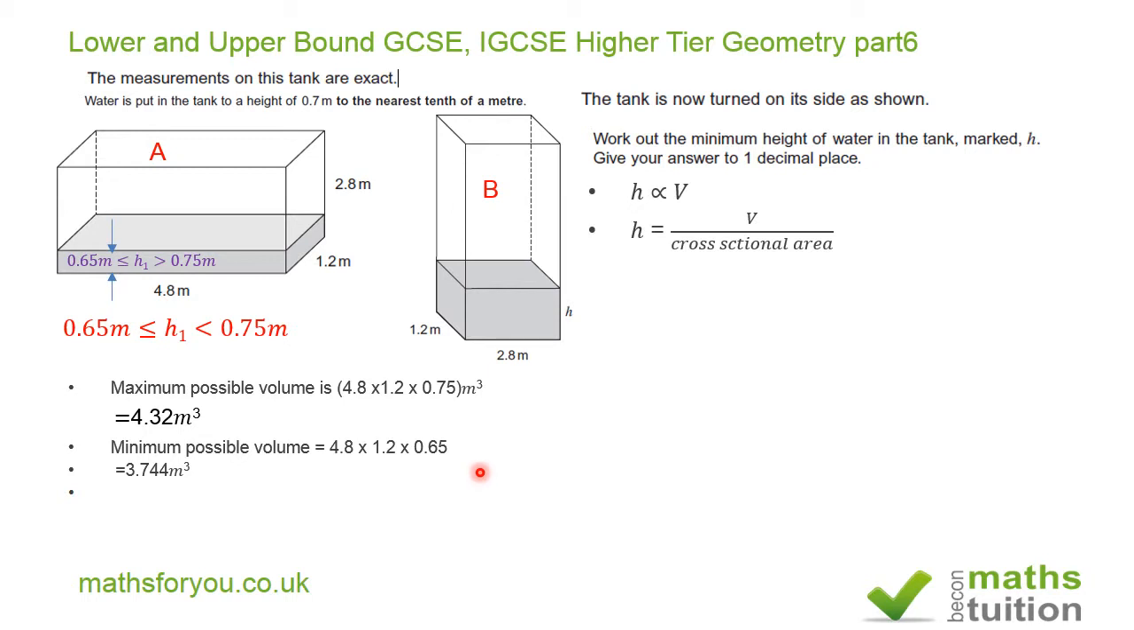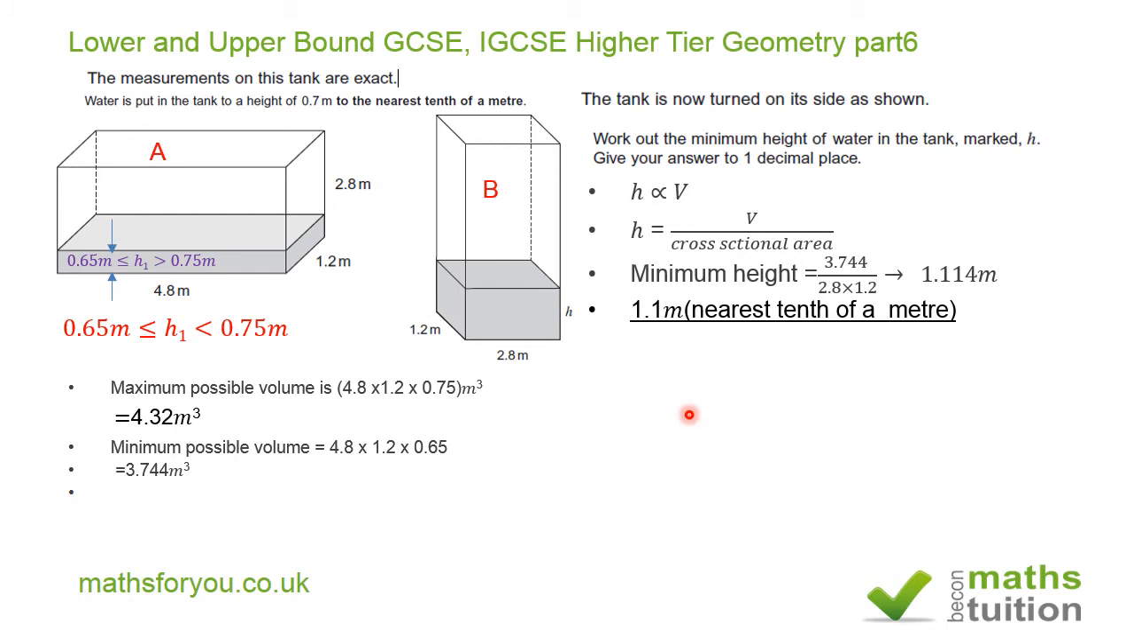Now, because we're talking about the minimum height, and height is proportional to volume, to work out the minimum height we have to use the minimum volume as well. So our minimum height is going to be 3.744 divided by 2.8 times 1.2, and we get a value of 1.114 meters. Now, the examiner needs to see this here before you approximate. So your answer after approximation then becomes 1.1 to 1 decimal place there.